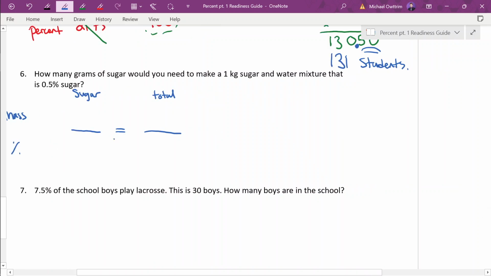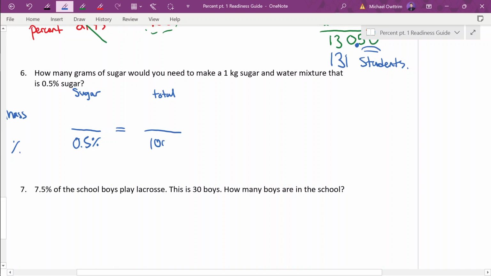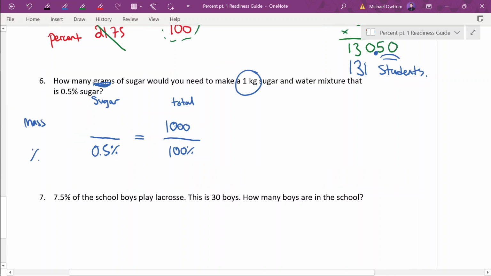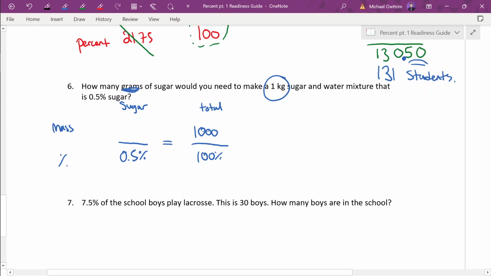I know the sugar needs to be 0.5%. And I know the total will be 100% of itself. Now, since they're asking me for grams, I'm going to use the grams version of this total weight. And kilo means 1,000, so 1,000 grams for our total mixture. And we're asked for how many grams of sugar that would be.